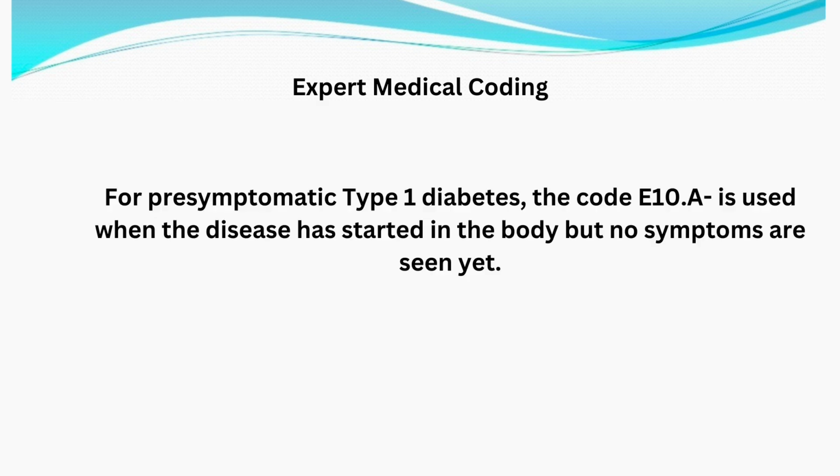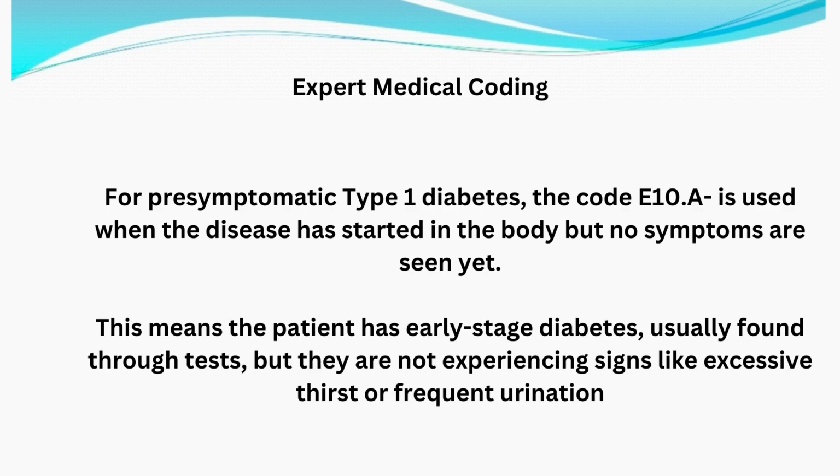For presymptomatic type 1 diabetes, the code E10.A subcategory is used when the disease has started in the body but no symptoms are seen yet. This means that the patient has early stage diabetes, usually found through tests, but they are not experiencing signs like excessive thirst or frequent urination.